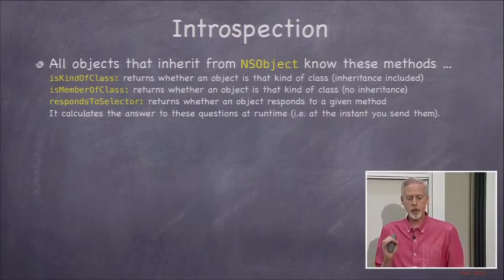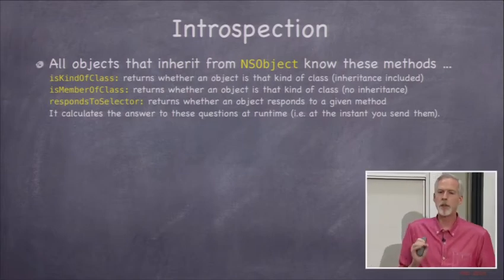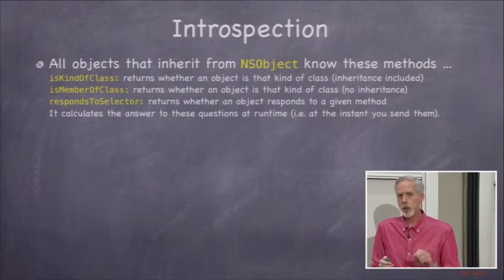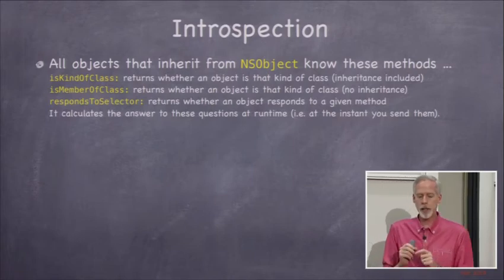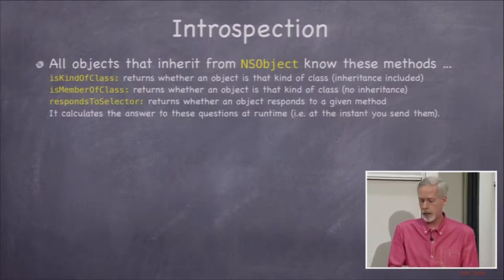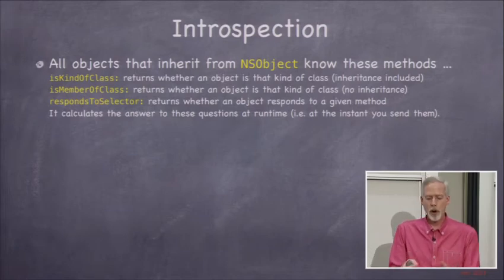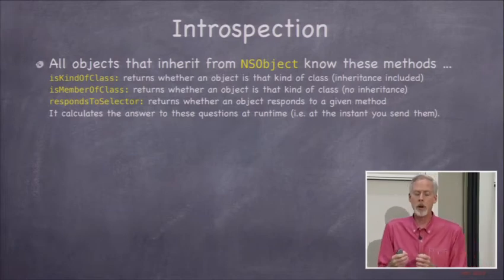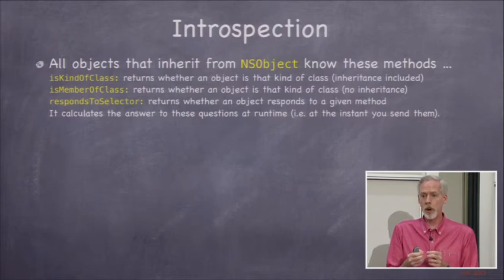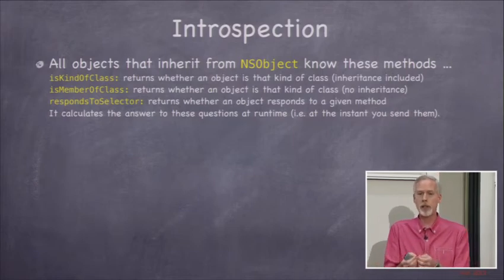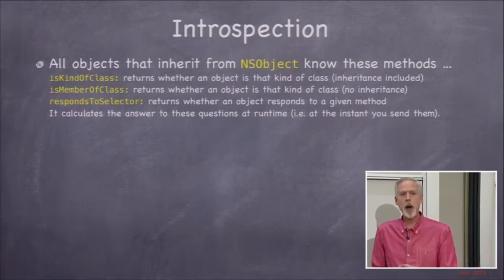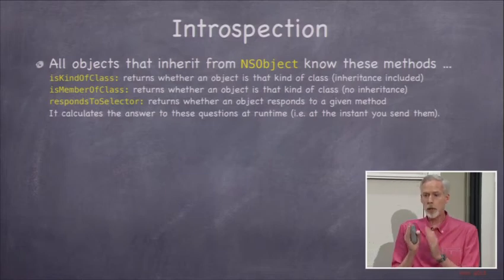I'm going to talk about 3 of them here: isKindOfClass, isMemberOfClass, and respondsToSelector. So isKindOfClass and isMemberOfClass let you ask an NSObject, or anything that inherits from NSObject, are you of this kind of class? Or isMemberOfClass means, are you actually this class? Not this class or something that inherits from it, but actually this actual class. And then respondsToSelector says, does this object that this ID points to respond to a certain method?